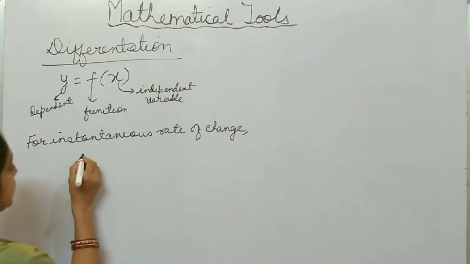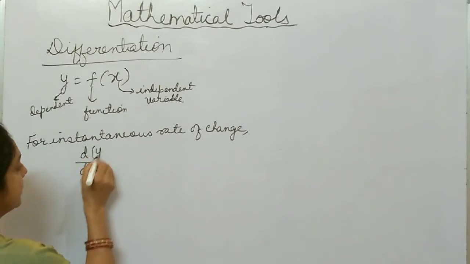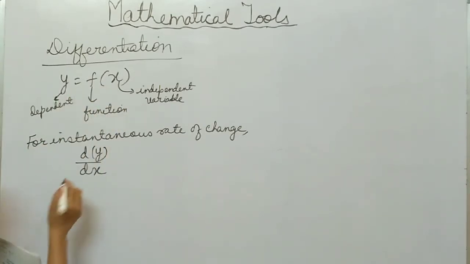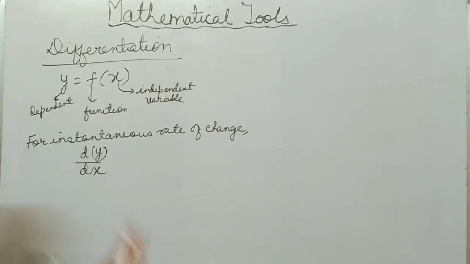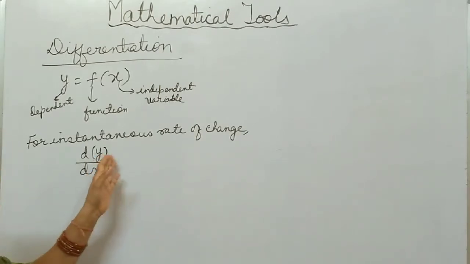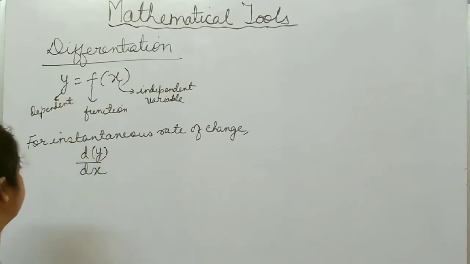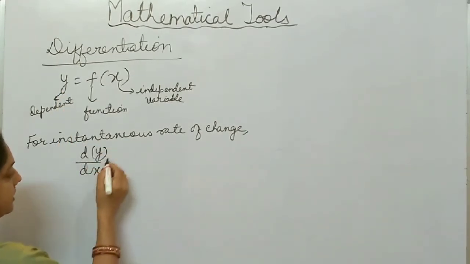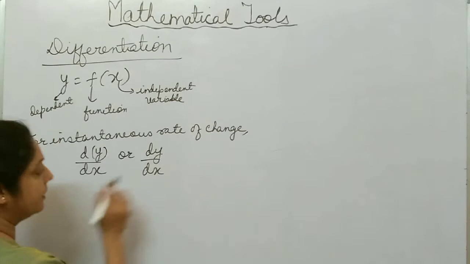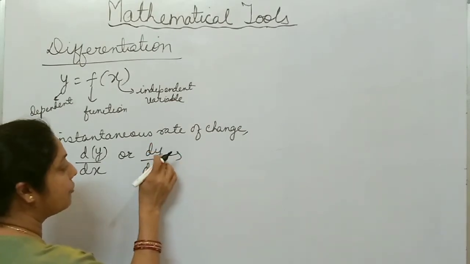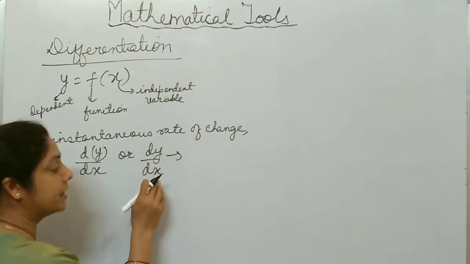Its symbol is d, changing with respect to x, where y is any function f(x). So this is the symbol for differentiation, dy by dx. y may be any function: a constant function, exponential, and so on. I will discuss with the help of examples, right? So this dy by dx is the differentiation of y with respect to x, or the instantaneous rate of change of y with respect to x.